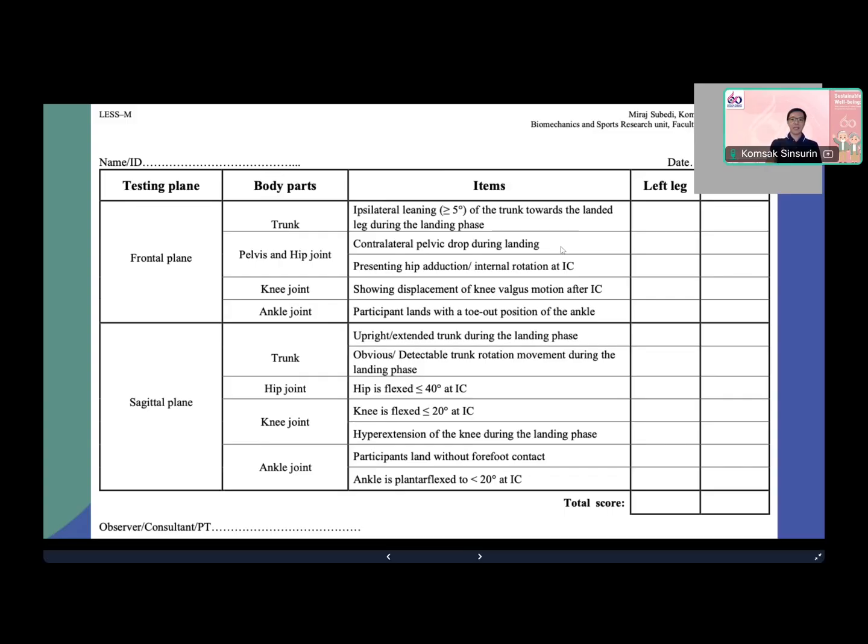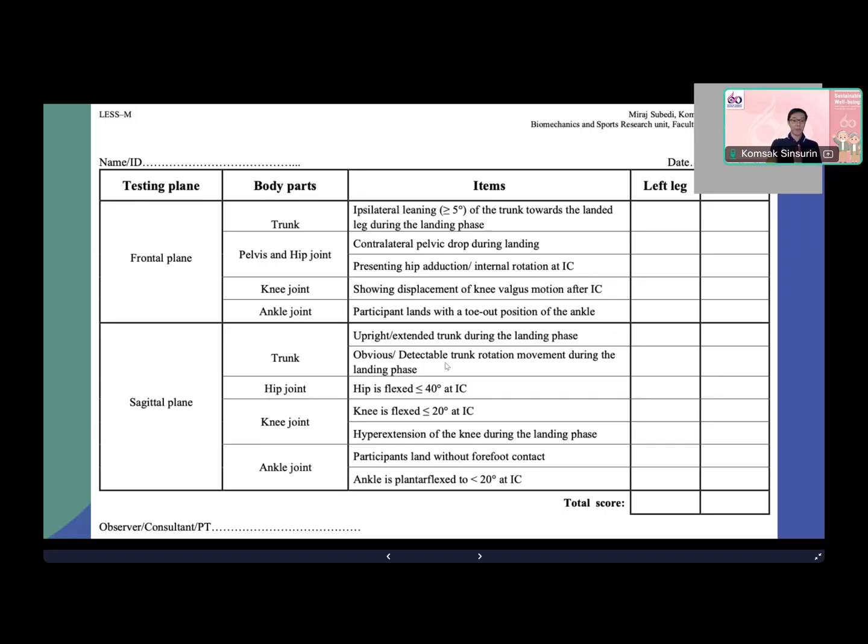And the second item, we need to observe the contralateral pelvic drop during landing. The third item, presenting hip abduction or internal rotation at initial contact, showing displacement of knee valgus motion after initial contact. We also observe whether the participant lands with a toe-out position of the ankle. So these are all items that we observe in the frontal plane.